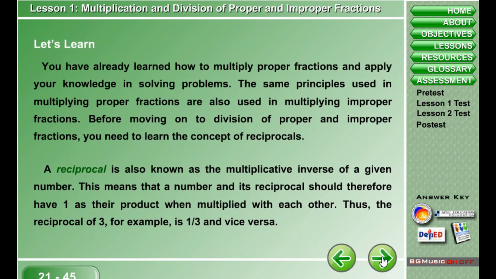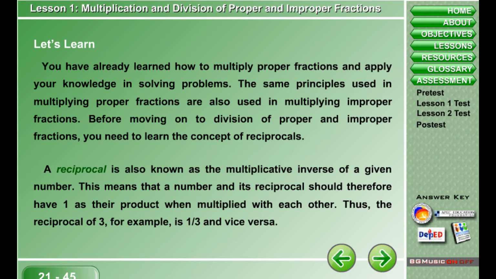Let's learn. You have already learned how to multiply proper fractions and apply your knowledge in solving problems. The same principles used in multiplying proper fractions are also used in multiplying improper fractions. Before moving on to division of proper and improper fractions, you need to learn the concept of reciprocals.